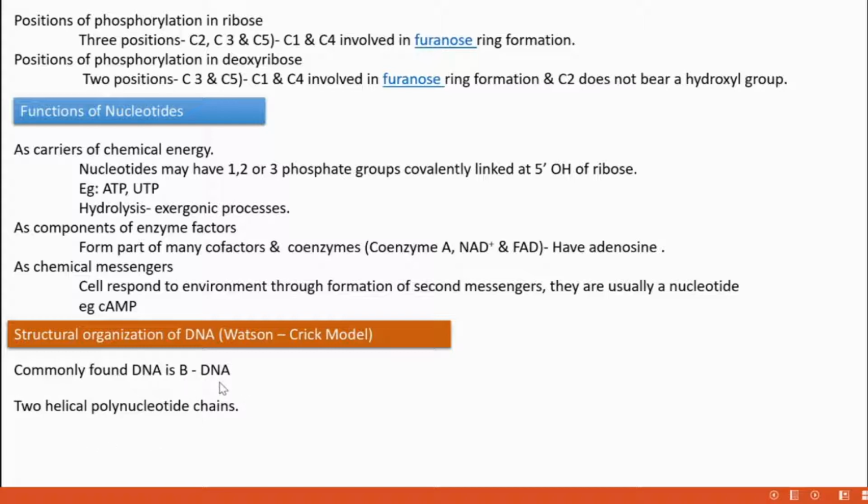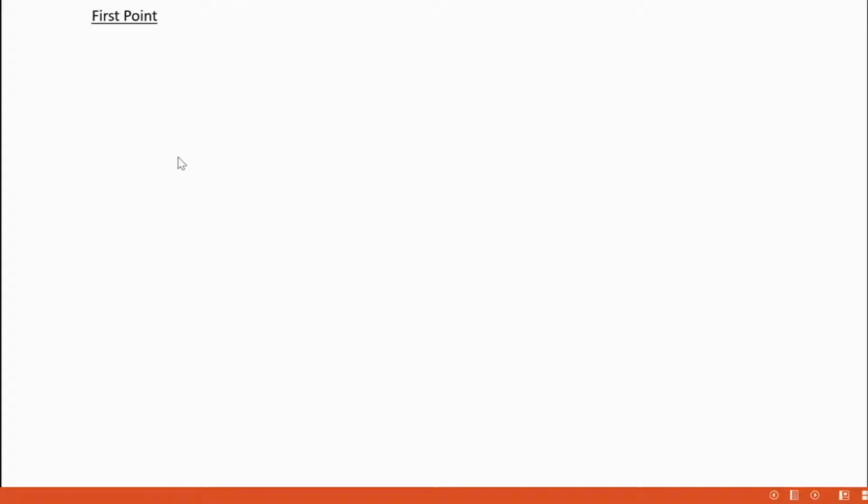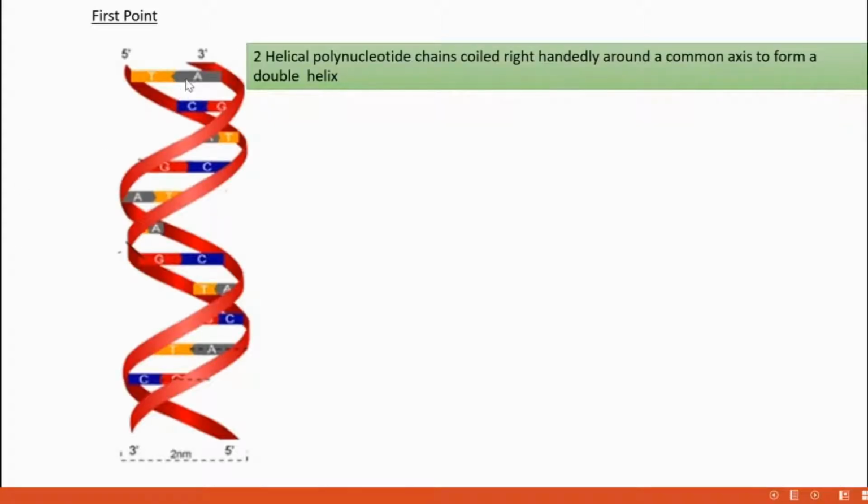Whatever the type of DNA, each DNA consists of two helical polynucleotide chains. This is common for all different types of DNA. Two helical polynucleotide chains. So let's see the first point in their description regarding B-DNA. The DNA is two helical polynucleotide chains. One is this one and the other one is this.